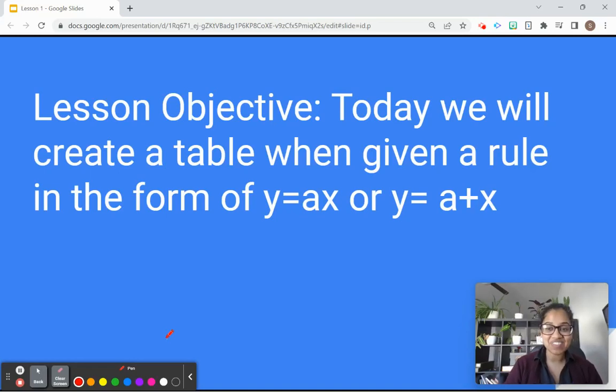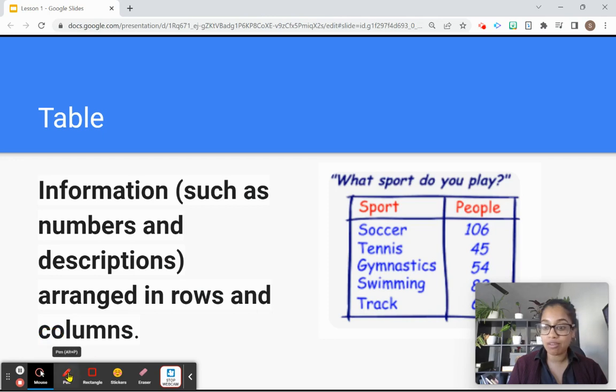Let's go over today's lesson objective. So today we will create a table when given a rule in the form of y equals ax or y equals a plus x. All right, let's go ahead and go over to our vocabulary word.